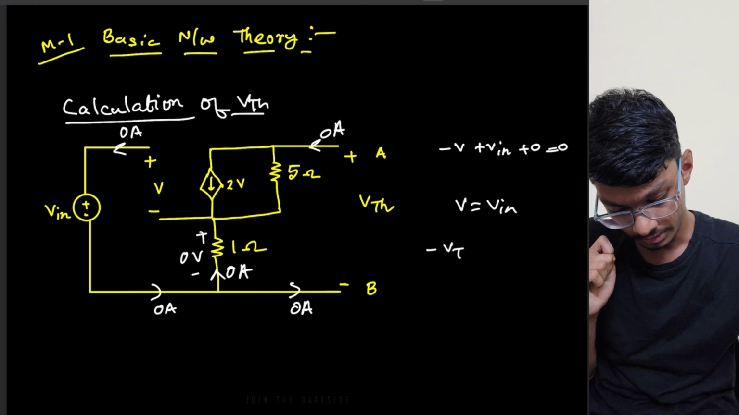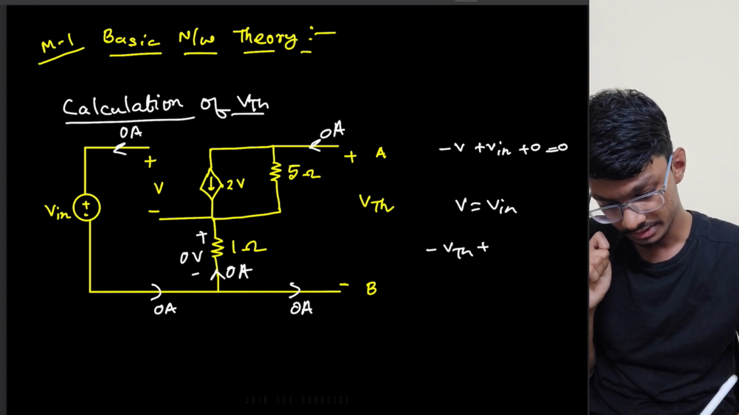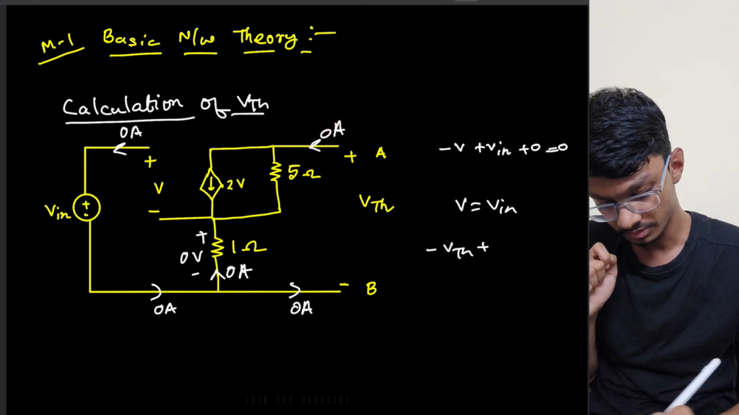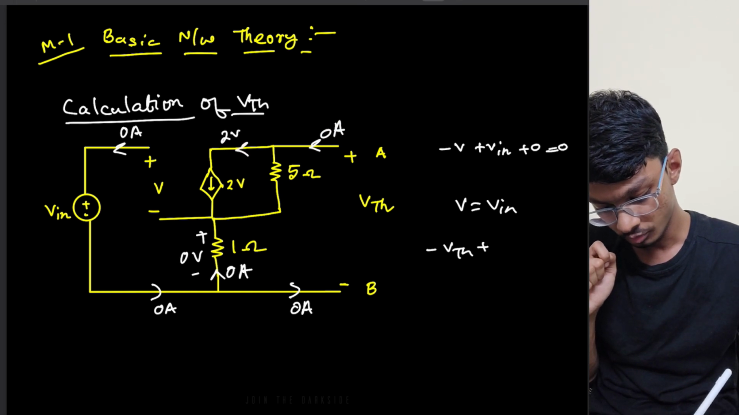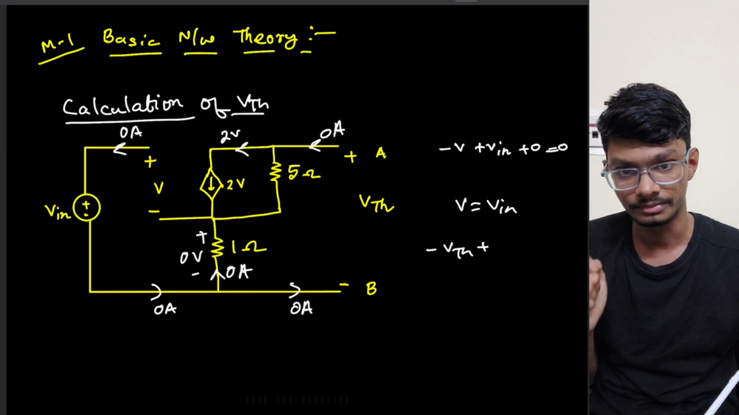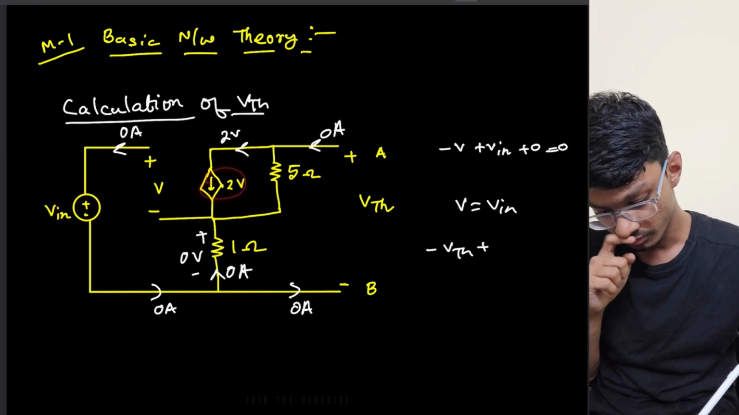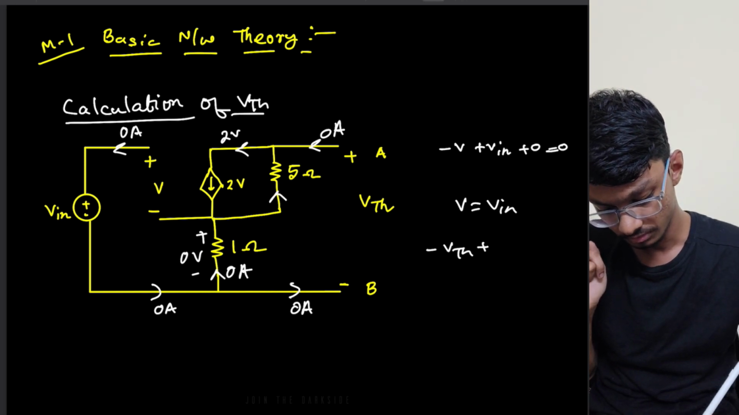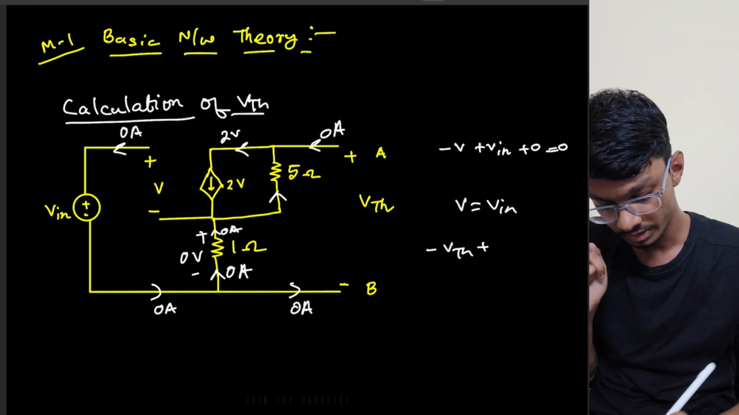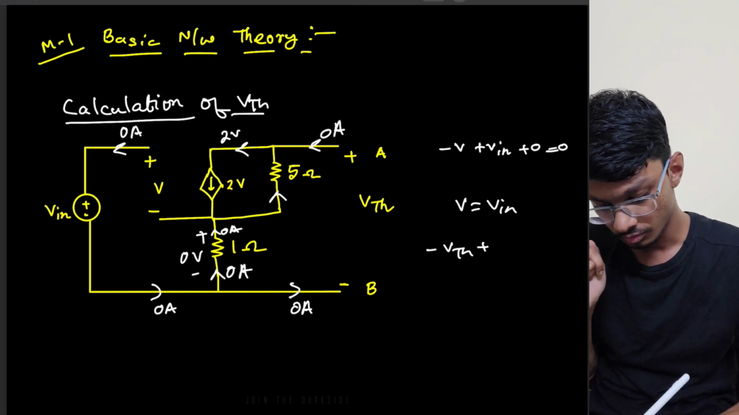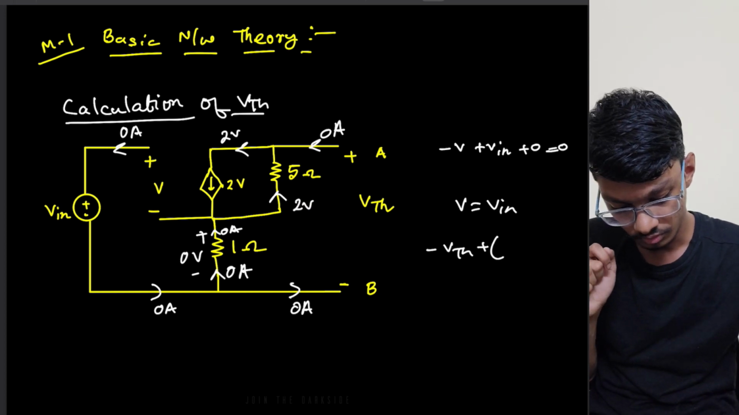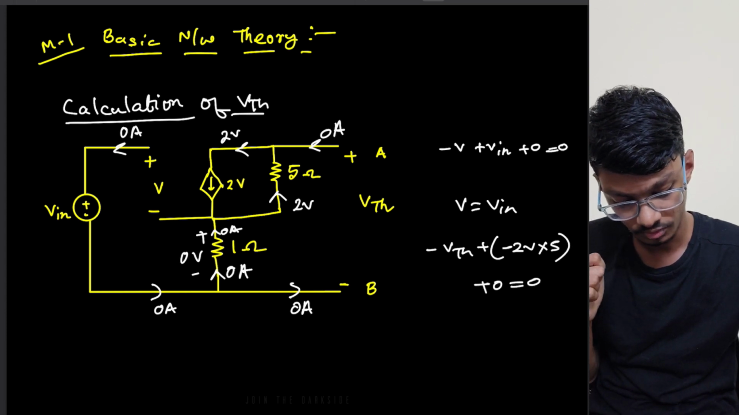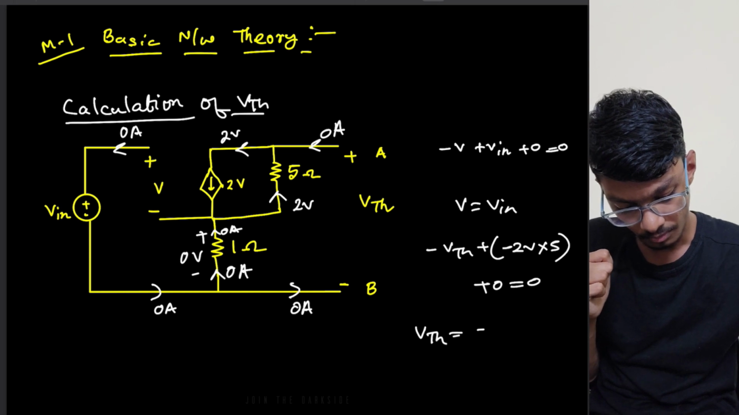So minus VTH. Now what is the current through this? 0 amps of current is coming through here, and through here we have 2V current flowing. This is a dependent parameter of this independent source. So the 2V current will flow through this loop only, because here also the current is 0. So this will be minus 2V times 5 plus 0, because the drop across the 1 ohm is 0. So VTH equals minus 10V.